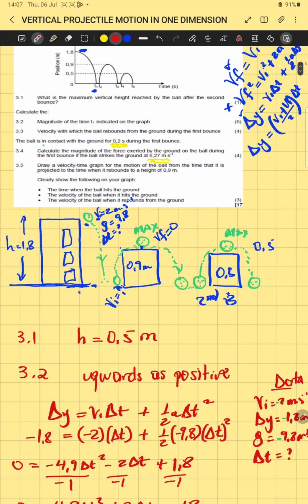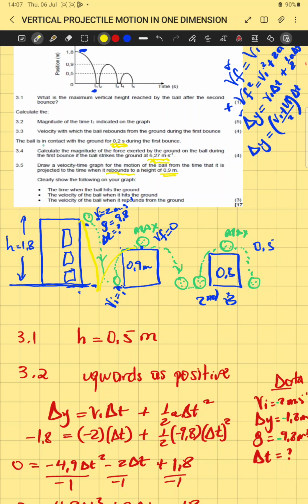In the last question they say draw a velocity-time graph for the motion of the ball from the time that it is projected to the time when it rebounds to the height of 0.9. Okay, that means we want to know from here and then up to this portion, only this part. All right, this is what we want for now.